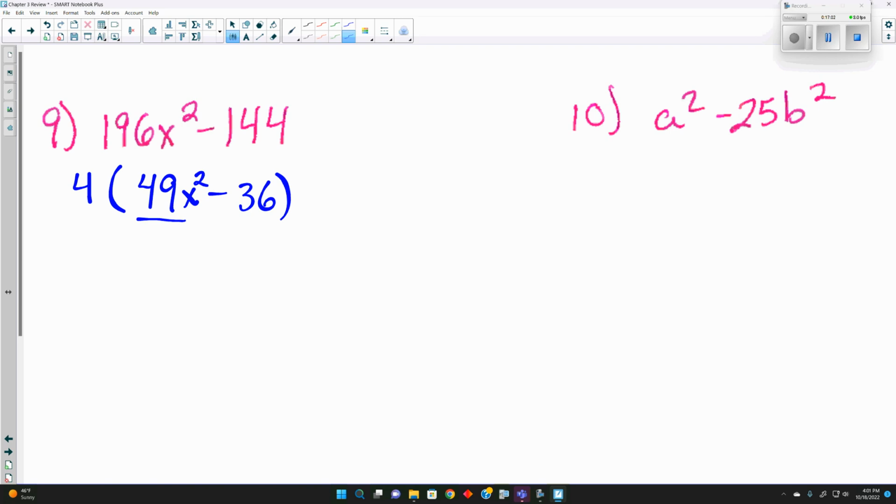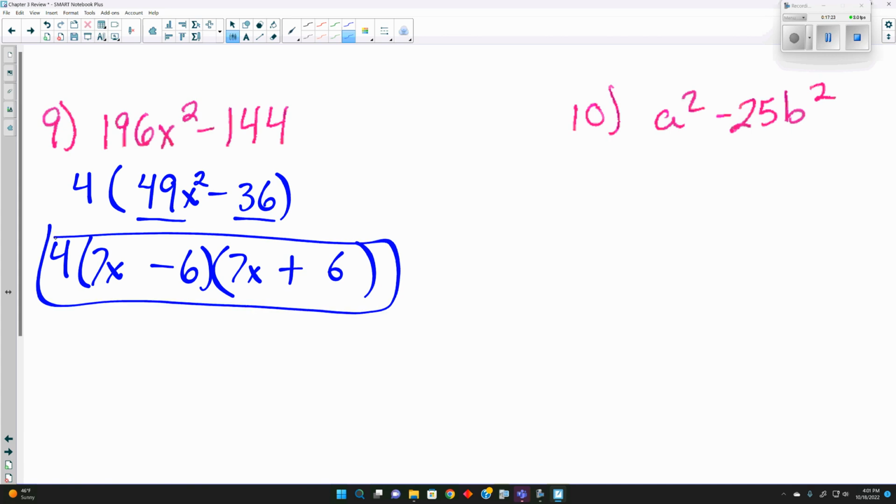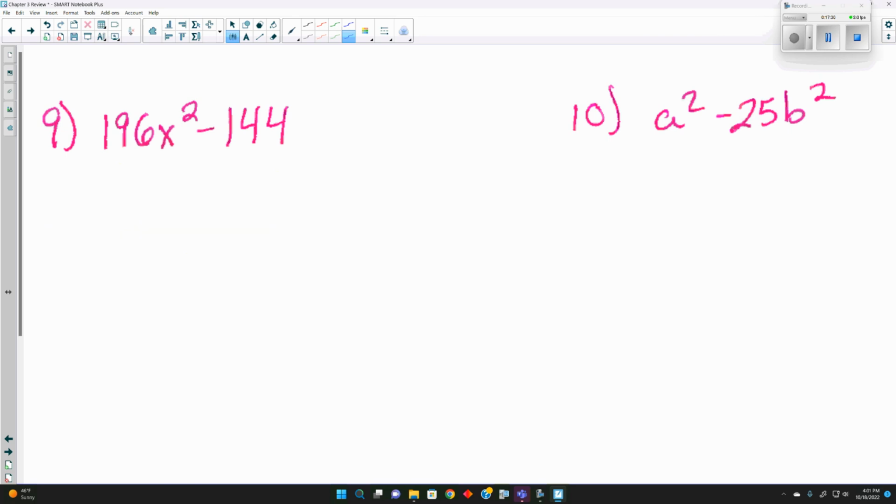Well, that still is fine because 49x squared is still a difference of perfect squares, because 49 is 7 and 7, x squared is x and x, and 36 is 6 and 6. So we could say 7x and 7x, 6 and 6, and our signs are opposite. And that's it.